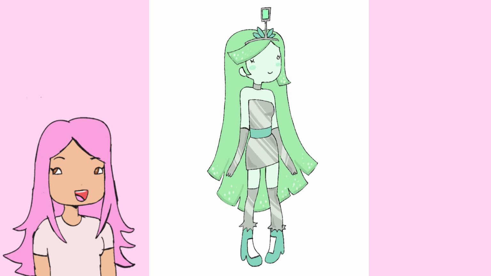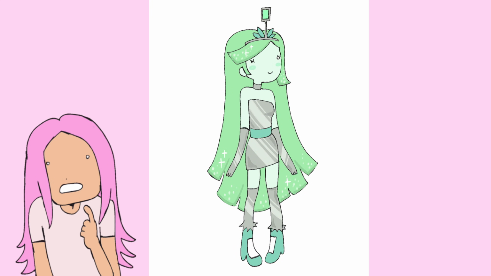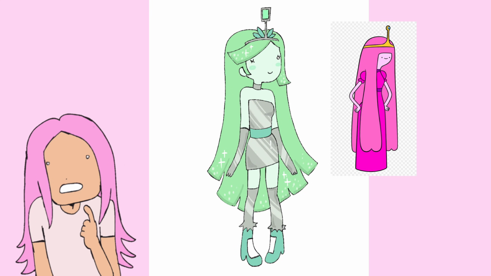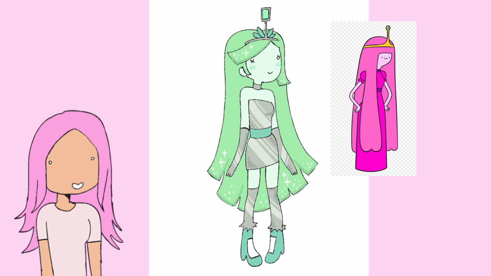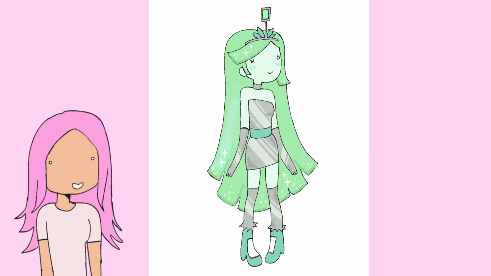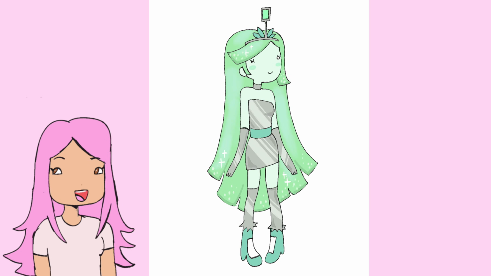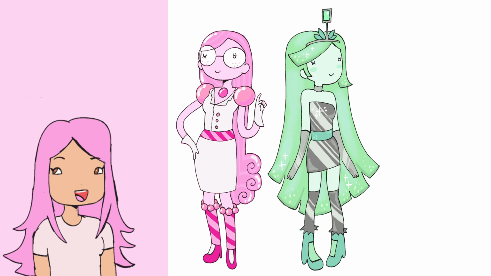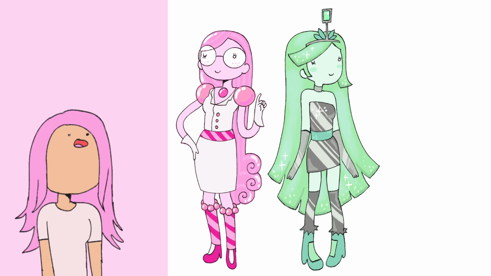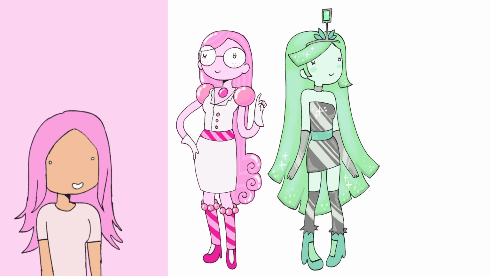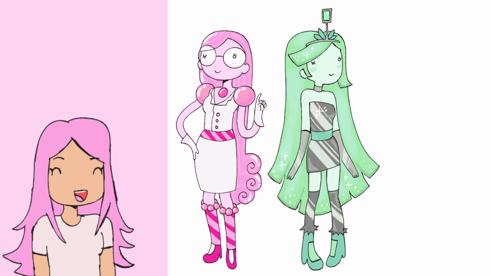I gave her a bit of side bangs with that, and for her crown I kept the original shape overall, but then I switched out the little gem to be a minty green, and I added some leaves as accents on it. So here is the reveal of Princess Spearmint Bubblegum or whatever. I actually really love this design. So here's the lineup so far with the OG Princess Bubblegum and the Spearmint version.